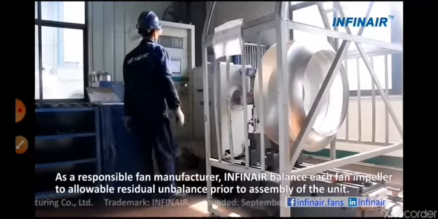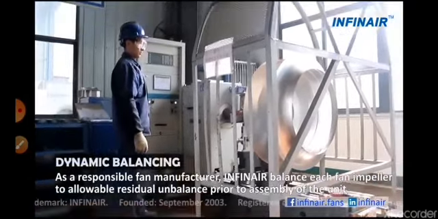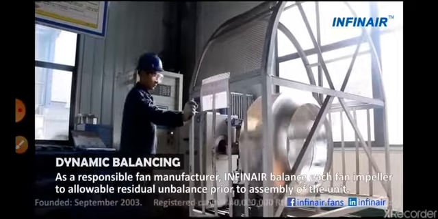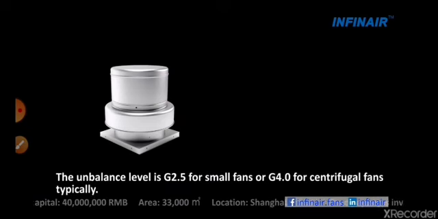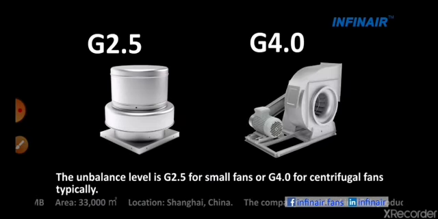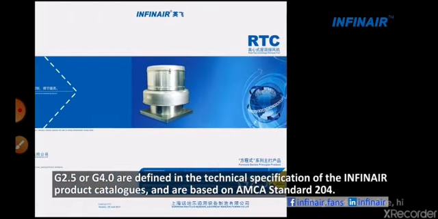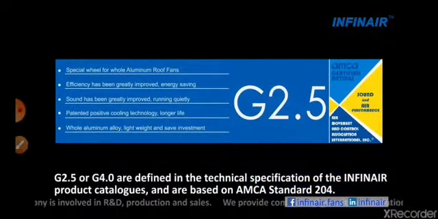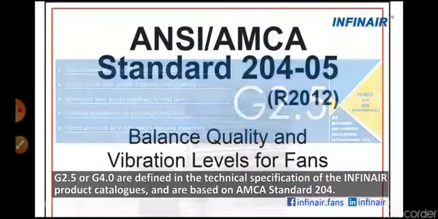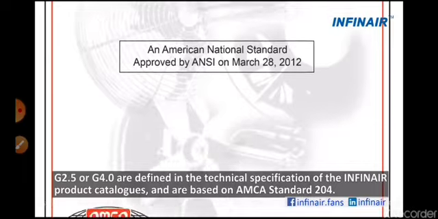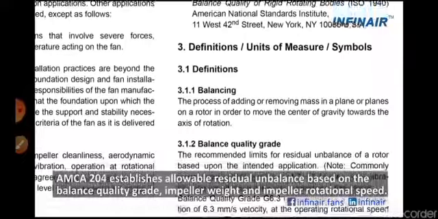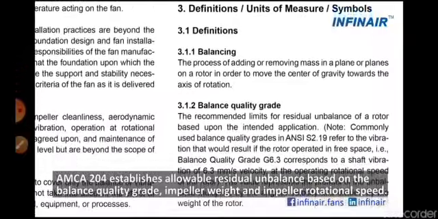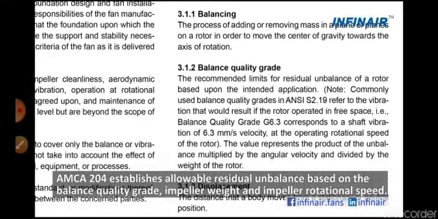As a responsible fan manufacturer, Infinera balances each fan impeller to allowable residual unbalance prior to assembly of the unit. The unbalance level is typically G2.5 for small fans or G4.0 for centrifugal fans. G2.5 or G4.0 are defined in the technical specification of the Infinera product catalogs and are based on MCA standard 204. MCA 204 establishes allowable residual unbalance based on the balance quality grade, impeller weight, and impeller rotational speed.